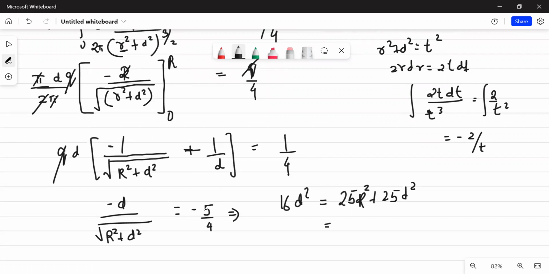So this would be minus 3/4, I guess. So this is 1/4 minus 1. So this would be 3/4. This gets cancelled. This is 16d square. Okay, so this will be 9r square, and this will be 9d square. Okay, sorry.